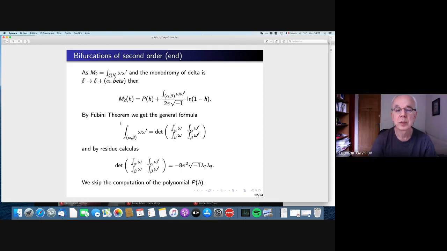Now, by Fubini theorem, you can prove a nice general formula for iterated integrals of length 2 along commutators. The formula says that it's a determinant of periods, usual periods, which are computed by Cauchy theorem as residues, and you get lambda 2, lambda 5. So the guess is that lambda 2, lambda 5 is a term which appears in the Bautin ideal. So this is the way in which you can guess the Bautin ideal.